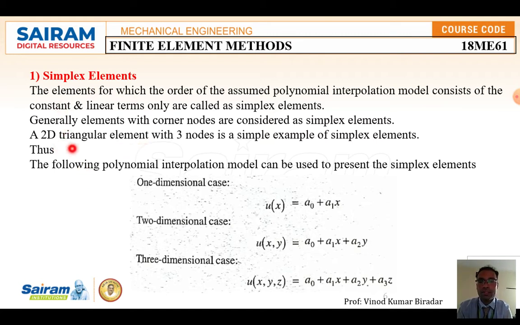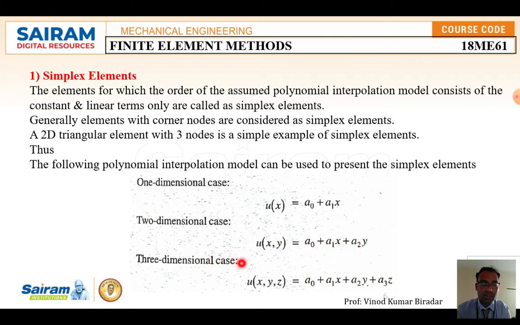If you consider a 2D triangle element with 3 nodes, it is an example of a simplex element. The following polynomial interpolation models can be used for the simplex element. For a one dimensional element we are going to use u of x is equal to a naught plus a1x. Two dimensional means one term is extra here, that is a naught plus a1x plus a2y.